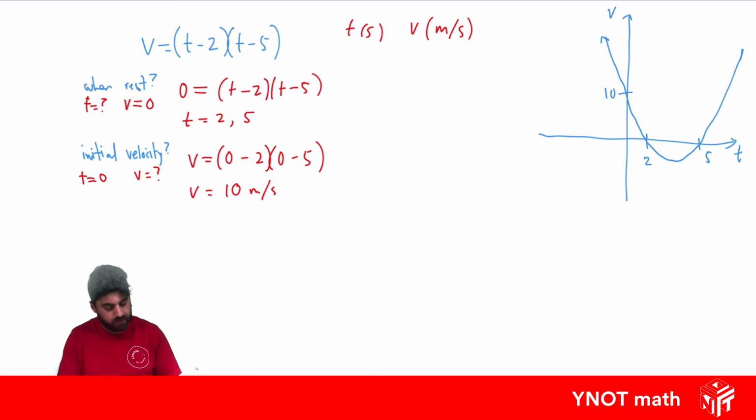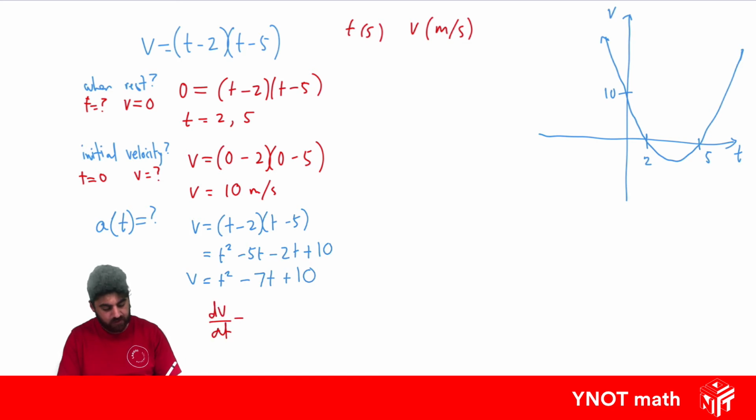Our next question is find acceleration in terms of time. So to do that, remember acceleration is just the derivative of velocity. So we know our velocity function is (t minus 2) times (t minus 5). So let's expand this out. So we'll get t squared minus 5t minus 2t plus 10, which is t squared minus 7t plus 10 for our velocity. So acceleration is just the derivative of velocity, so dv dt, which is going to give us our a, which will be 2t minus 7 for our acceleration.